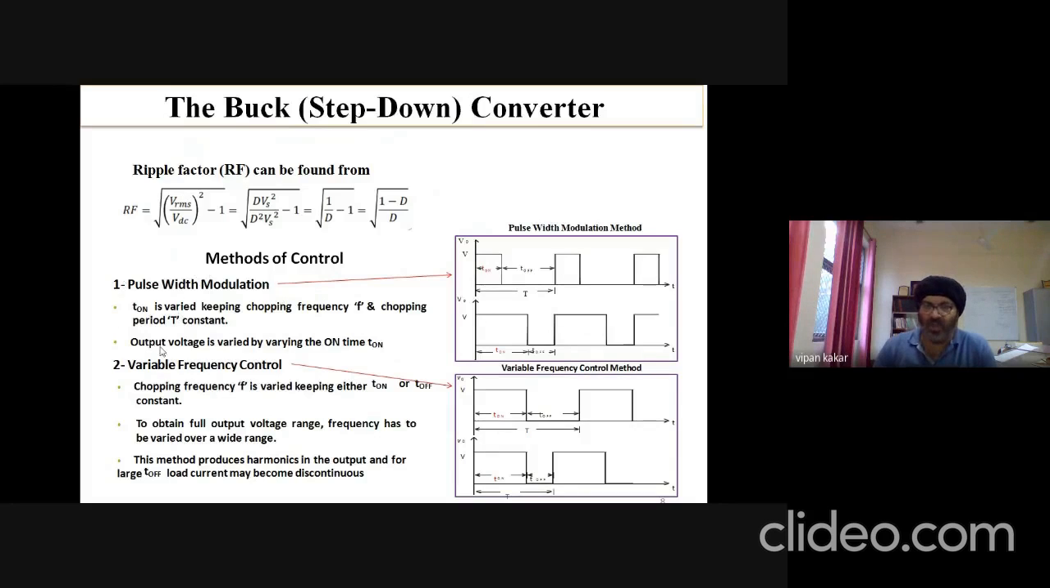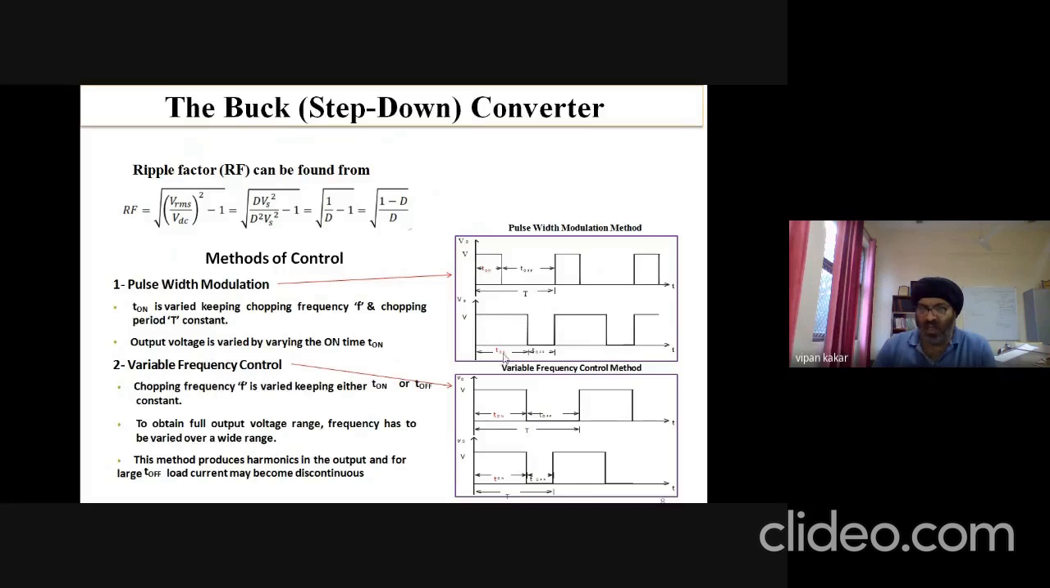So output voltage here is varied by varying the turn on time only. Means D multiplied by T is varied. So just by varying D multiplied by T, which is turn on time, we can vary the output voltage in buck converter.